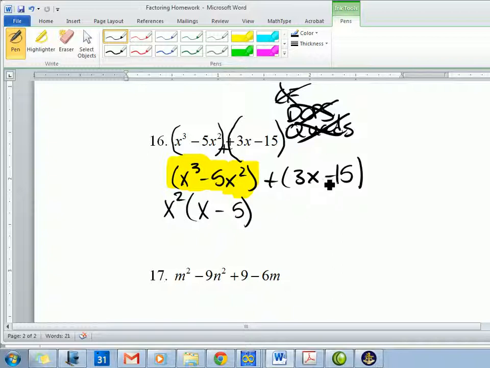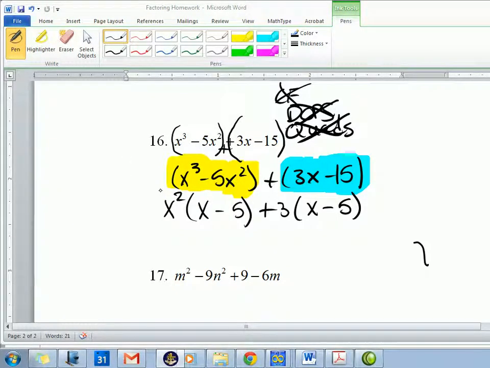Over here, what these two terms have in common is 3, right? Oh, let me get my plus sign there. And if I take a 3 out, what I have left inside is x minus 5, right?